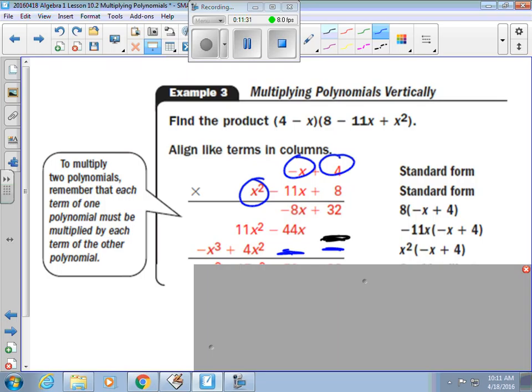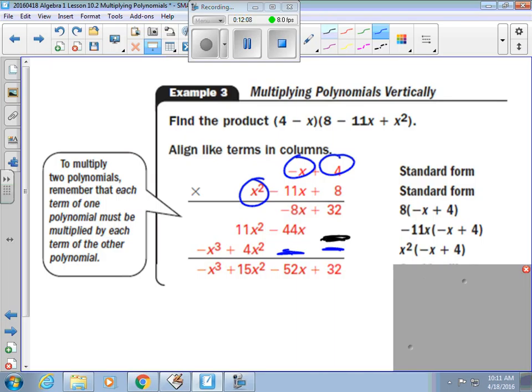Now all you do is combine all of the vertical columns. There's only one x to the 3rd, only one third degree, so you have negative x to the 3rd. There are 2 x squared, so you combine 11 and 4 to get positive 15x squared. There are 2 first degrees, x to the 1st power, so you combine negative 8 and negative 44. Same sign, you add them up, and you get negative 52 x to the 1st power. And then there's only one constant term, only one 0 degree.